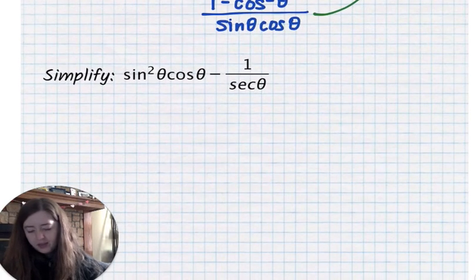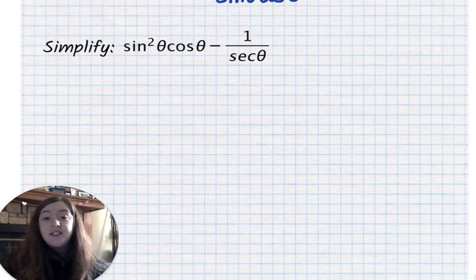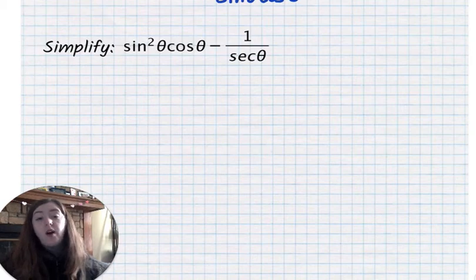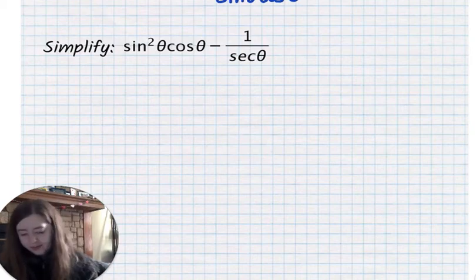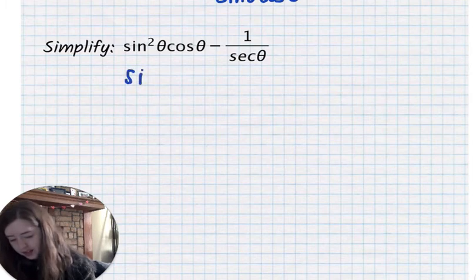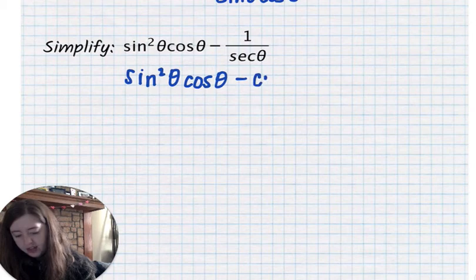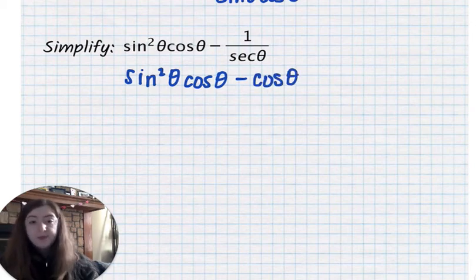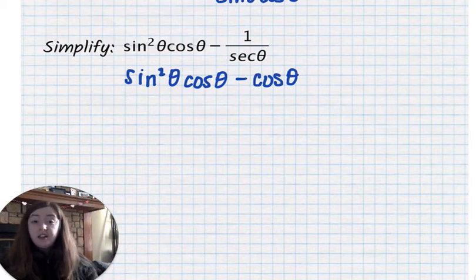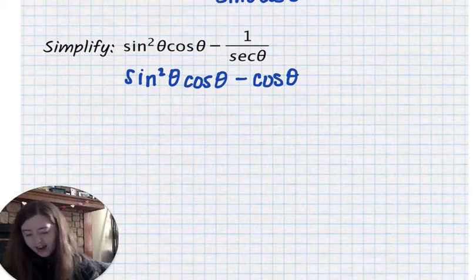Okay, let's look at this one. Now we have sine squared times cosine minus 1 over secant. So let's turn this all into sine and cosine. So sine squared and cosine are already in sine and cosine. But 1 over secant, remember, is the same thing as cosine. Sine squared cosine and cosine have a factor in common. It's cosine, so I'm going to factor it out.